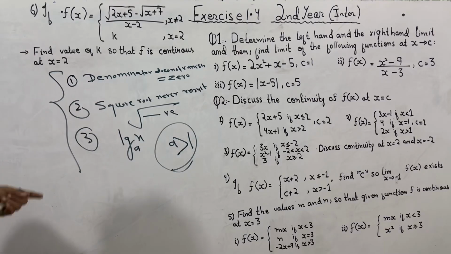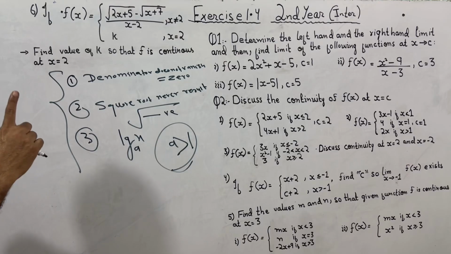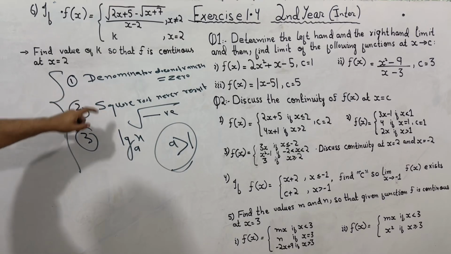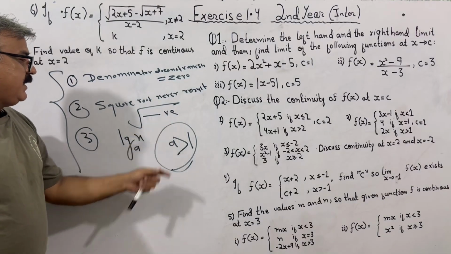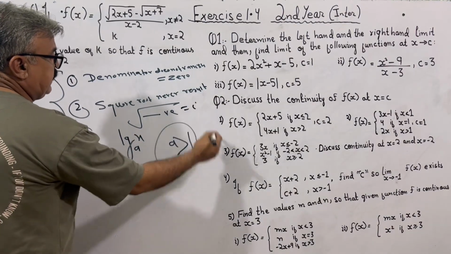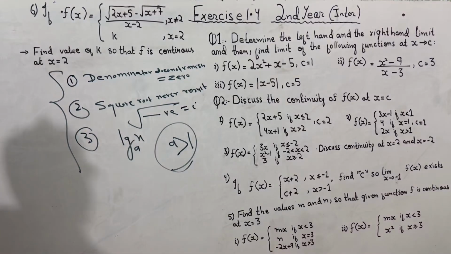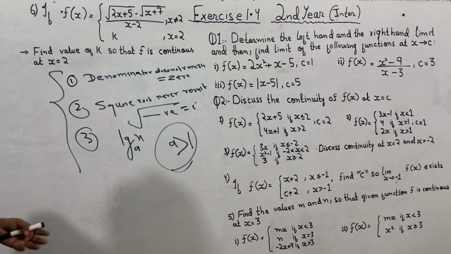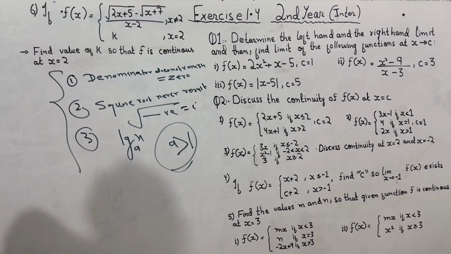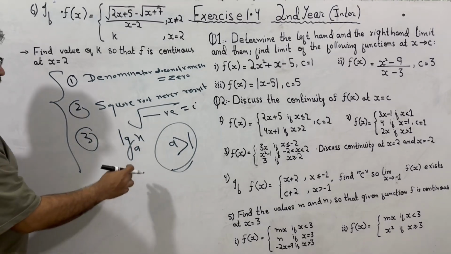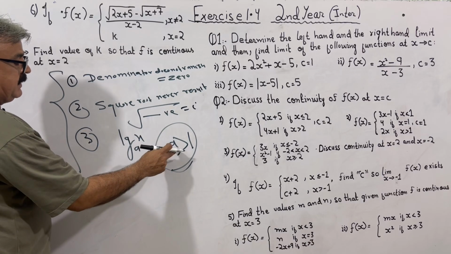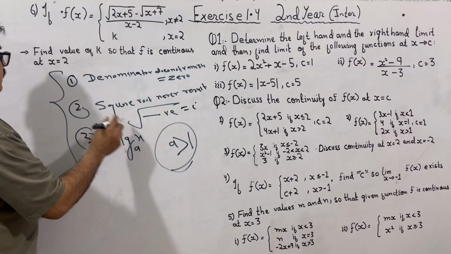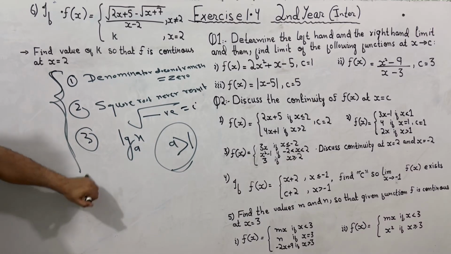The denominator never vanishes in case of limit, continuity, discontinuity, defined, not defined. Number one. Number two, the square root never results in an overall negative quantity because it is imaginary, and we are dealing with a real valued function in calculus at second year level. Third, log is defined for positive values and the base must be greater than 1. These are the three things you have to respect.